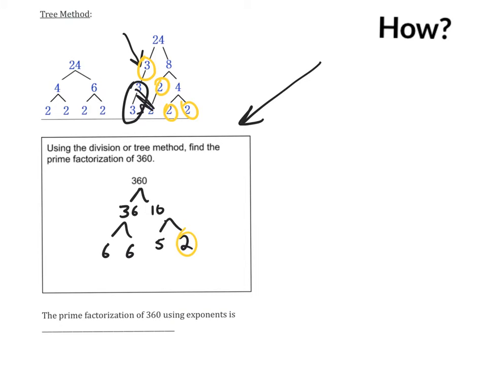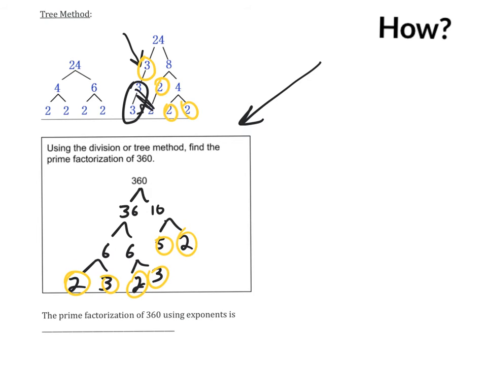I'm circling them. 6, oops, I'm going to go to black here. 2, 3. Circle, they're prime. We're almost done. This 6 has to be broken down. 2, 3. Circle them, they're prime. So we count up what we have. We have 1, 2, 3 2's.